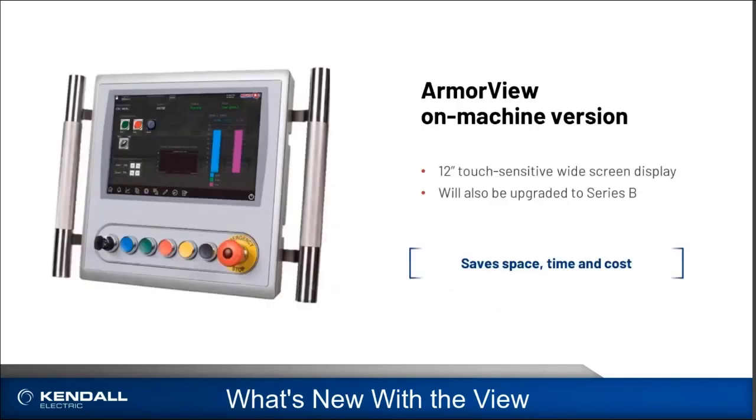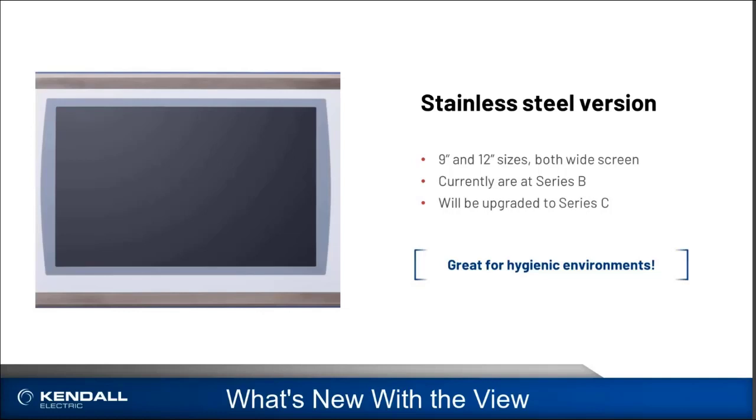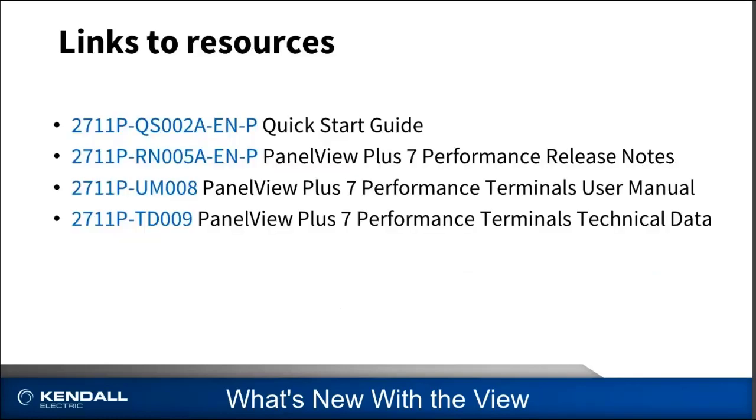I've just got a couple slides left. One of them is the ArmorView on-machine version of the PanelView Plus 7. If you're using these units, they will also get an upgrade to Series B, and that's going to contain all the same functionality. Likewise, our stainless steel versions will be upgraded with Series B functionality. However, these are currently already at Series B due to another change, so they will be upgraded to a Series C. And my last slide here shows a few documents that are available on the Rockwell Automation Literature Library.